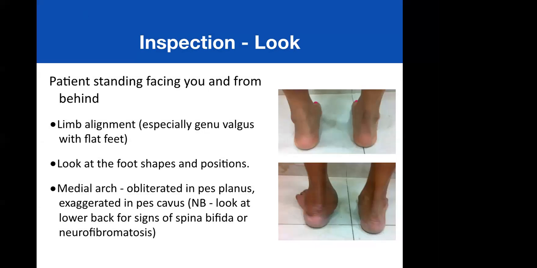Please proceed. So check for the limb alignment, whether it is genu valgus, which is associated with flat feet or not. Look for different foot shapes and positions. Look for the medial arch, which is obviously obliterated in a pes planus or exaggerated in pes cavus. So when you see a pes cavus, always look at the lower back for signs of any spina bifida or neurofibromatosis or other spinal anomalies which can present as foot deformities.